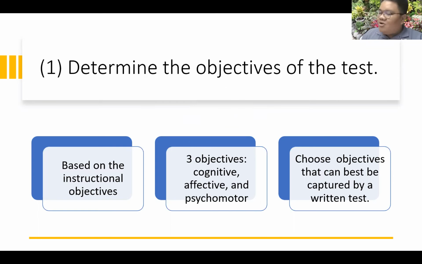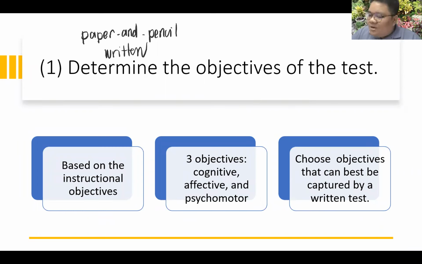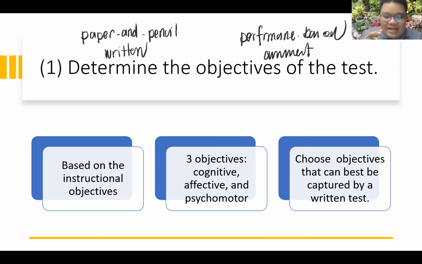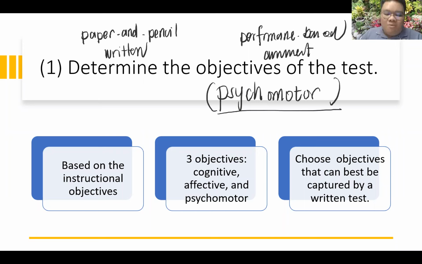Now, class, di ba meron tayong 2 uri ng assessment by form of assessment. So, you have your paper and pencil assessment, and we can say that is your written assessment. And then another class is what we refer to as your performance-based assessment. Pag titingnan natin, class, yung tinatawag nating psychomotor, yung best way po to assess your psychomotor is your performance-based assessment.